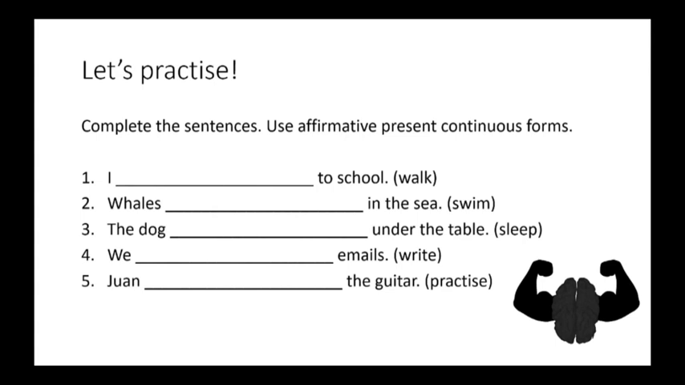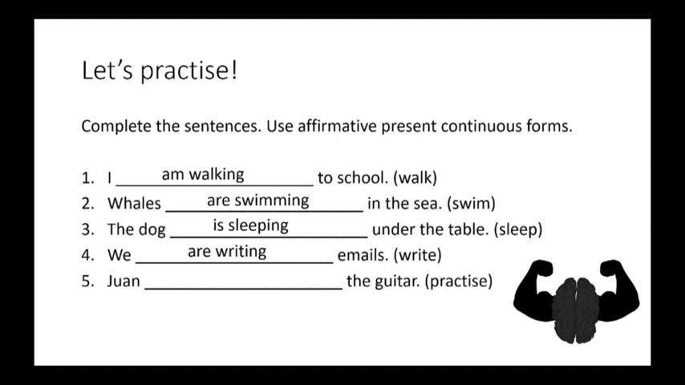I walk to school. Okay, I am walking to school. That's right. Whales, plural. So it's they, right? Whales are swimming in the sea. The dog is it, third person singular. The dog is sleeping under the table. We, plural, are writing emails.